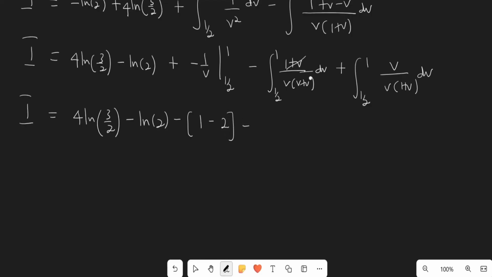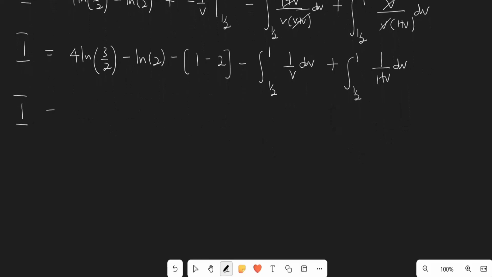Minus this one is going to cancel this one out nicely, and what you are left with is the integral from 1/2 to 1 of 1 over v dv. And then this one is also going to cancel this one, and you are left with the integral from 1/2 to 1 of 1 all over 1 plus v dv.